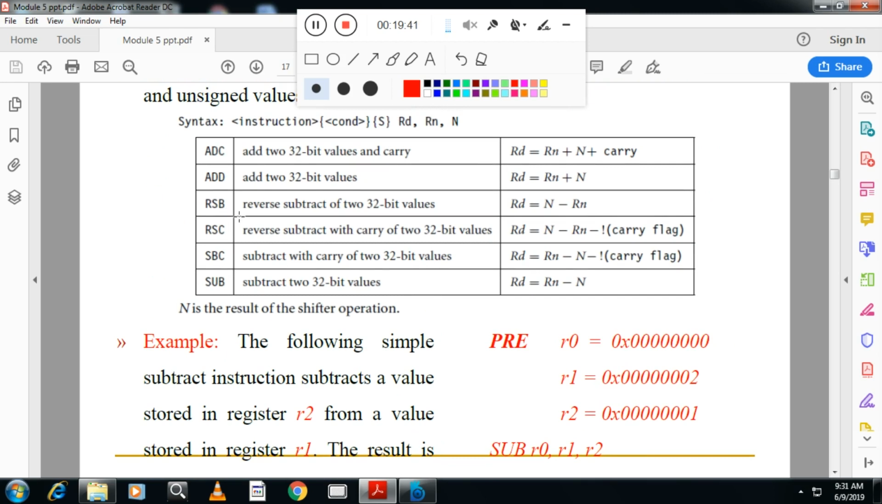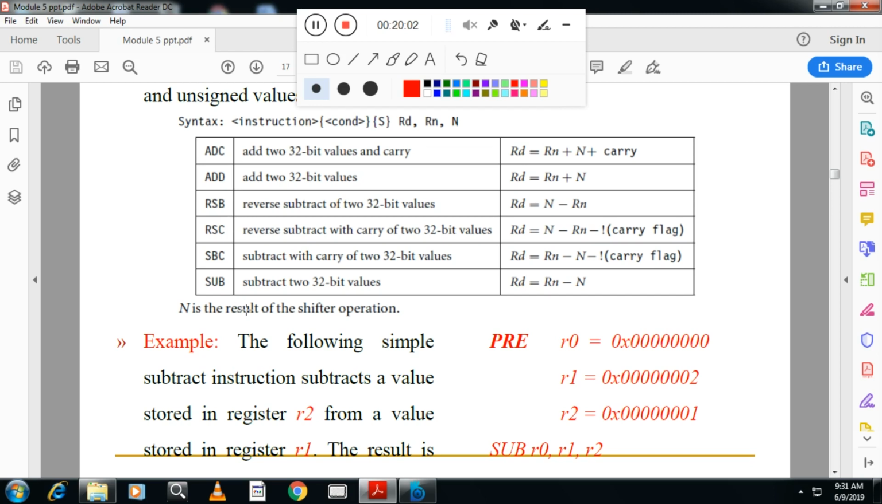Like that we have completed ADD, and we know add with carry. Don't ask about reverse addition. We have reverse subtraction, but reverse addition is not there. It looks funny: reverse addition, 7 plus 5 and 5 plus 7 are both the same. So don't ask me about reverse addition; reverse subtraction is there.